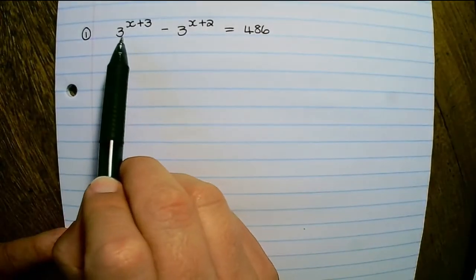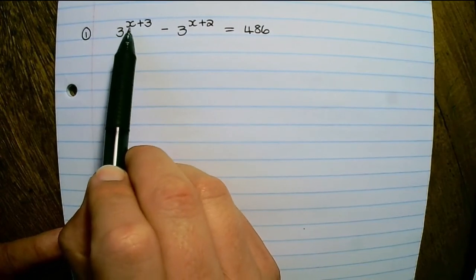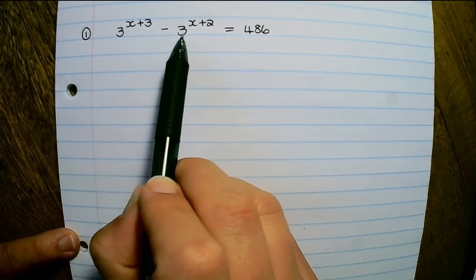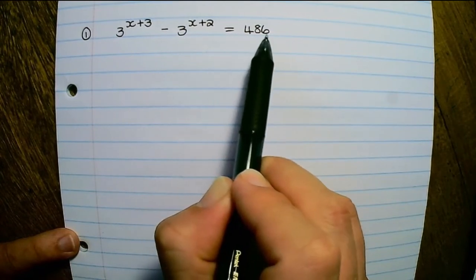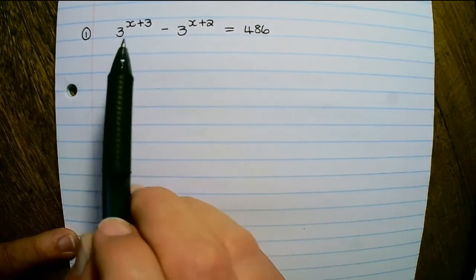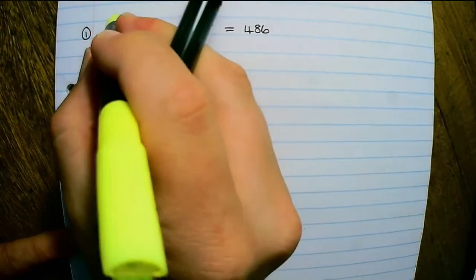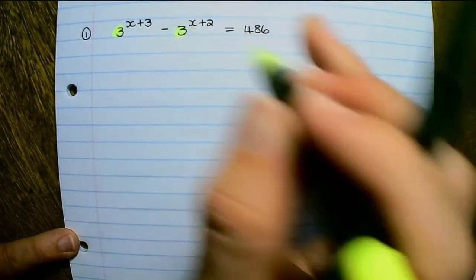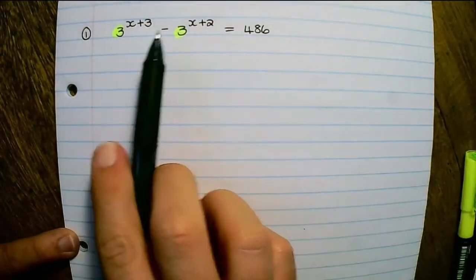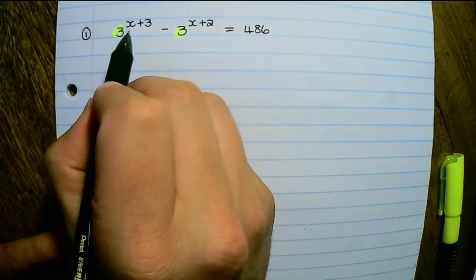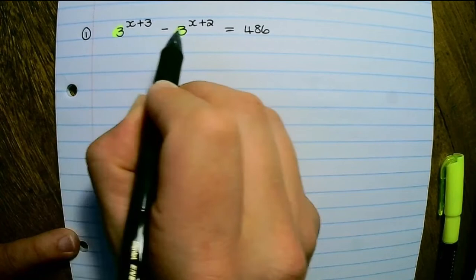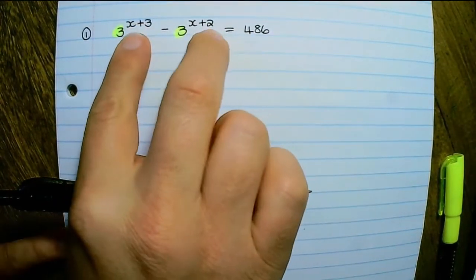In our first example, we have 3 to the power of x plus 3 minus 3 to the power of x plus 2 equals 486. And what I can see is that we are focusing on the same base of 3 to the power of different exponents. And what we want to do is find a way to simplify or solve x.